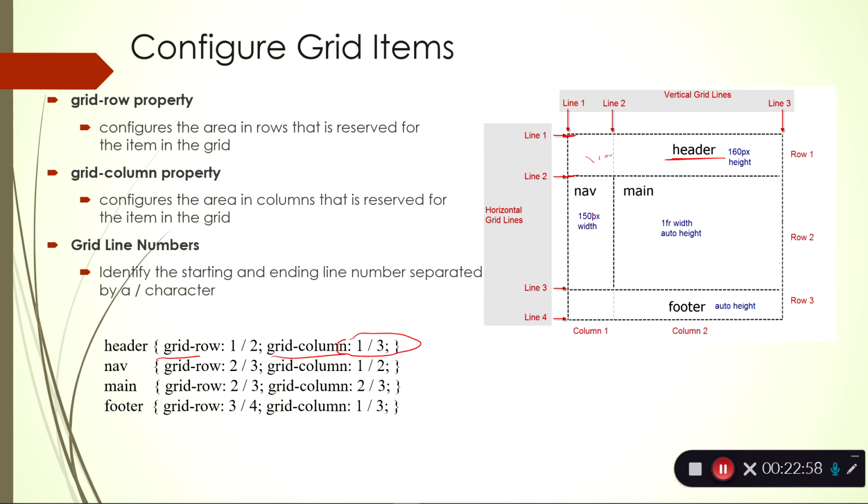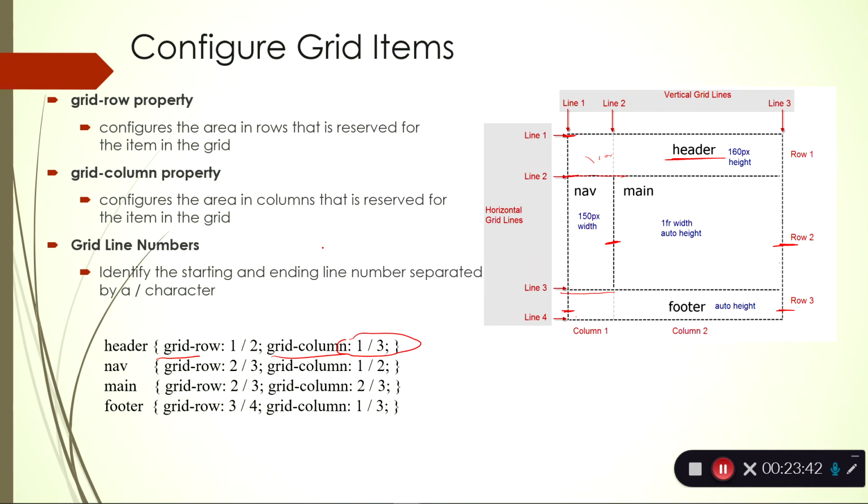And for navigation, we are saying that it is going to take 2 rows, and then for columns it is taking only 1 column, so starts with 1 and ends in 2. Similarly the main, the column starts from 2 and ends in line 3. The footer area takes the last row and there are 2 columns, so the column starts from 1 and ends in 3. So this is the best way to customize the layout. You can simply specify how many rows you want to take, how many columns you want to take, and then combine it like this. This is the simplest way to control the layout of the whole web page.